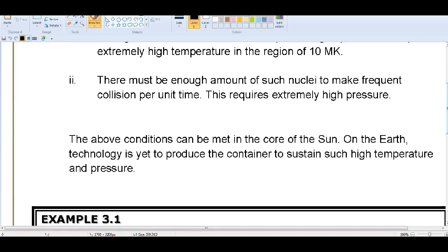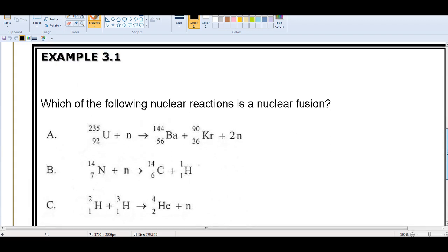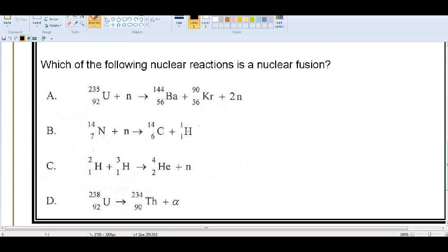But that does happen within the core of the sun or any star. The energy from the sun and the stars comes from nuclear fusion, but we can't simulate that on Earth simply because we would need to design a container first, and so far it just hasn't happened.